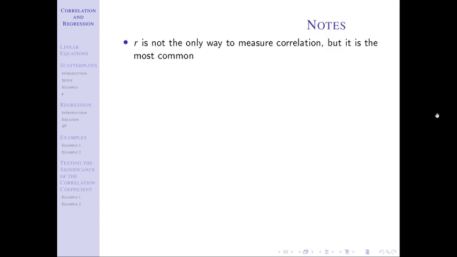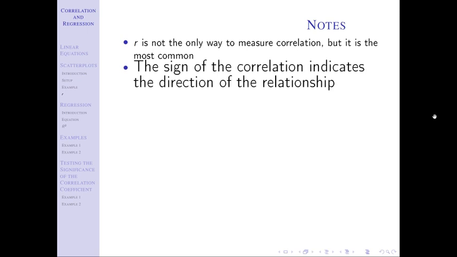And some notes about r. It is not the only way to measure correlation, but it is the most common. So again, just as we talked about, we're measuring correlation. We are trying to see what the form of the relationship is, what the strength of the relationship is, what the direction of the relationship is. We can do that using our eyes, or we can do that using r. The sign of the correlation indicates the direction of the relationship. That's helpful because remember we said that's one of the three key pieces of information. We wanted to know the direction of the relationship. The sign tells you that.